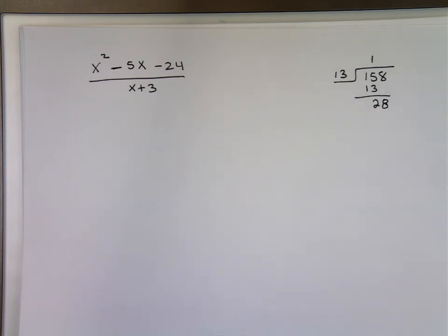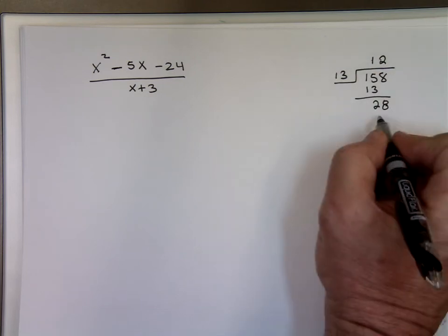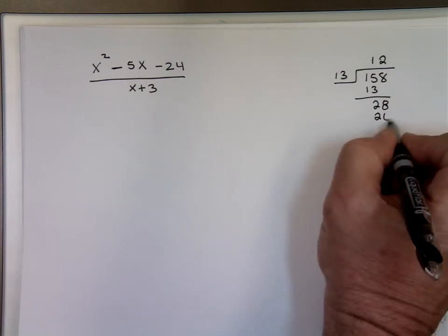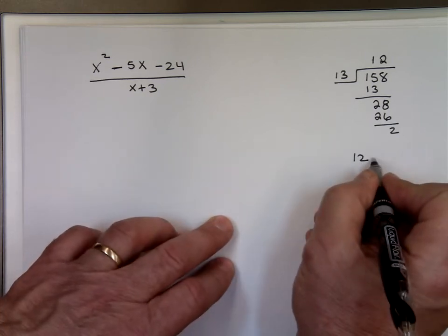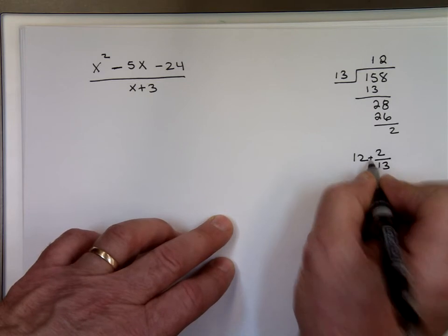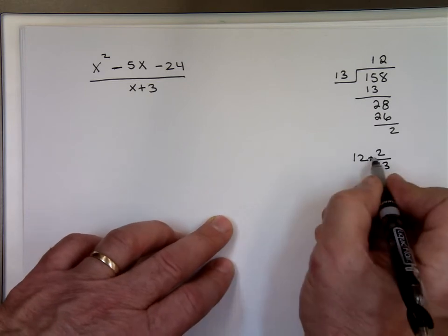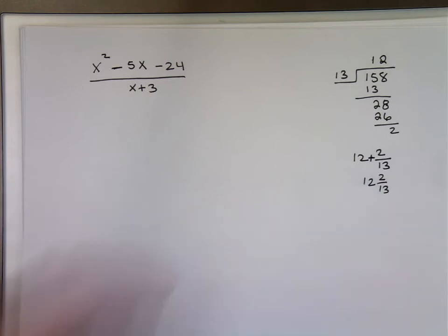28 divided by 13. Now we continue. What's 28 divided by 13? 2. What's 2 times 13? 26. So the answer is what? 12. And a remainder of 2 over what? 13. You can say a plus if you want to, but we never put the plus. We go what? 12 and 2, 13. That's how we divide numbers.